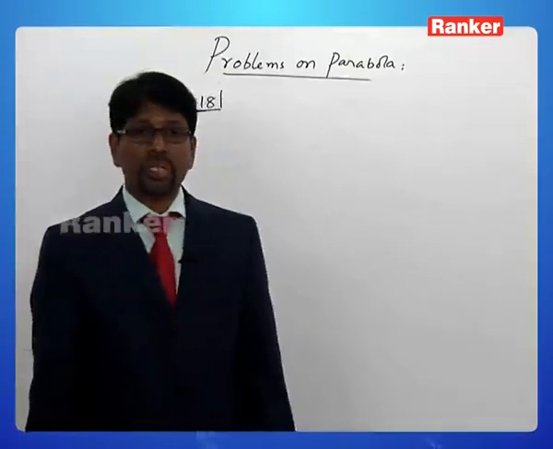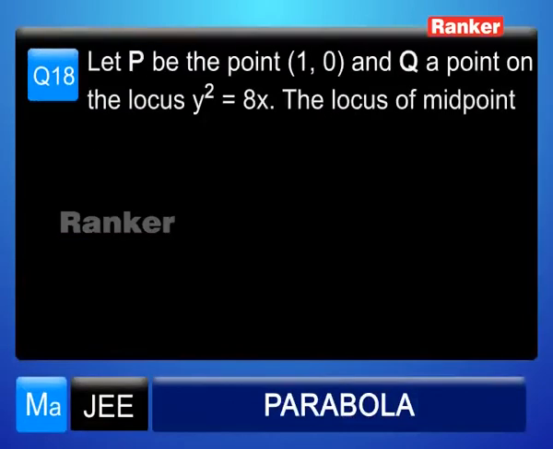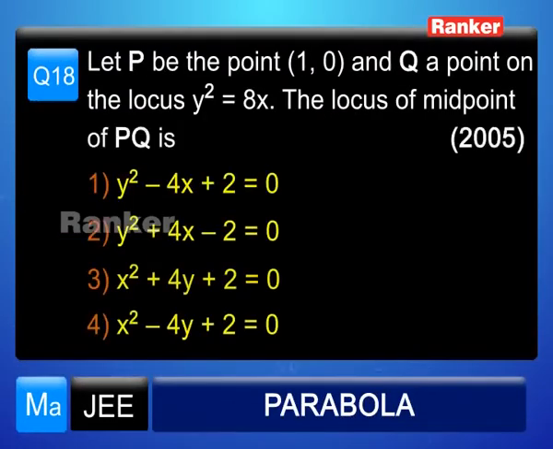Let's move to the next question, question number 18. Let P be the point (1, 0) and Q be a point on the locus y² = 8x. Then the locus of the midpoint of PQ is: first option, y² − 4x + 2 = 0. Second option, y² + 4x − 2 = 0. The third option, x² + 4y + 2 = 0. And the fourth option, x² − 4y + 2 = 0.